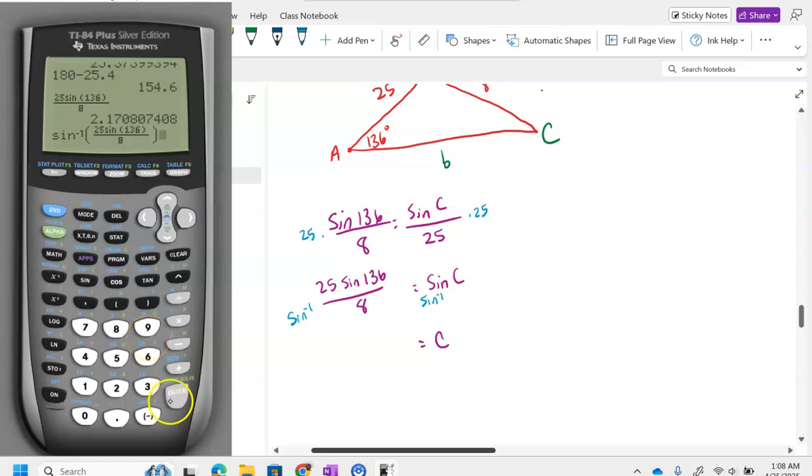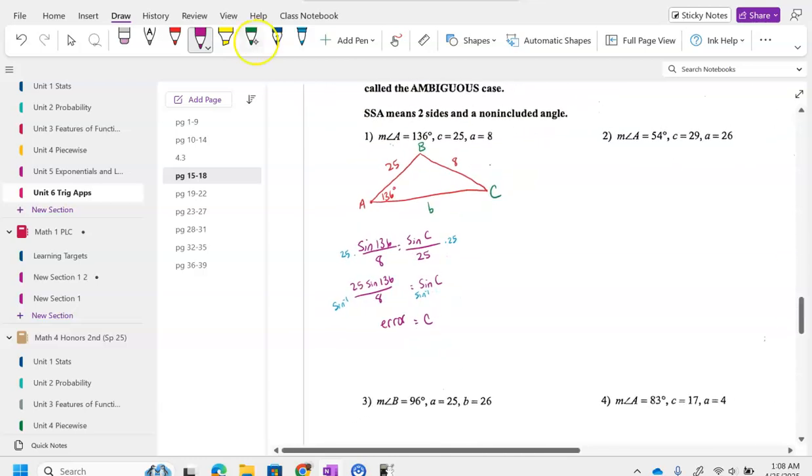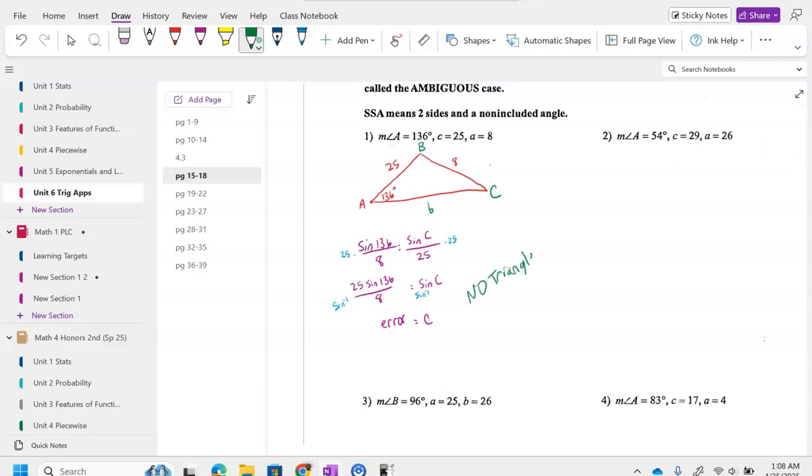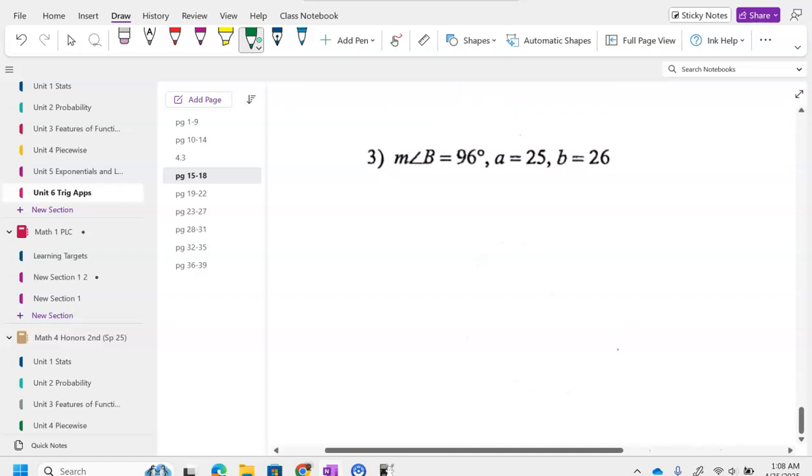But either way, once I get to that step, look at the error that we get. So remember, if we get an error, we say no triangle exists, because at this point, I couldn't even solve for the first angle to begin with. So we have no triangle at all that exists. Now we're going to skip, and we're going to do one that has one triangle.